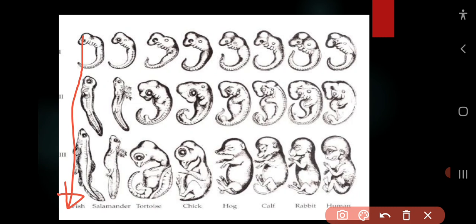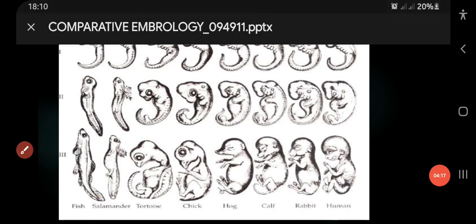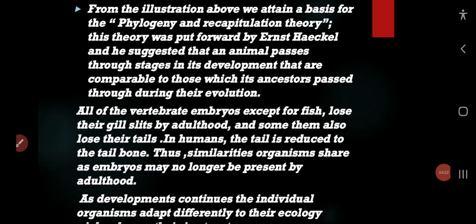From that perspective, we would understand that this fish, the salamander that we see right there, the tortoise, the chicks, the hog, the calf, the rabbit, the humans, all have a common ancestor. And we repeat these stages as we are developing in our mother's wombs. The egg, then the embryo develops, then the embryo goes through stages that are kind of similar. That is according to his theory, which we're going to look at in detail. So that is it: ontogeny recapitulates phylogeny.